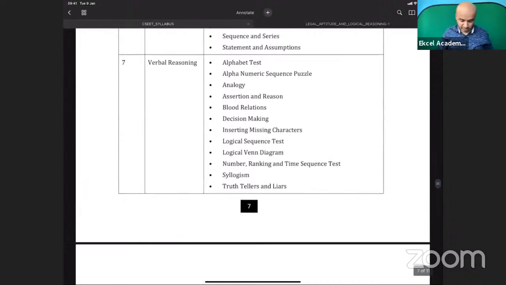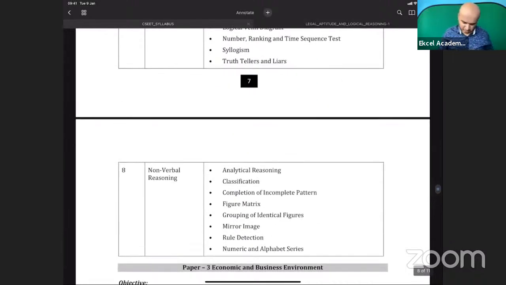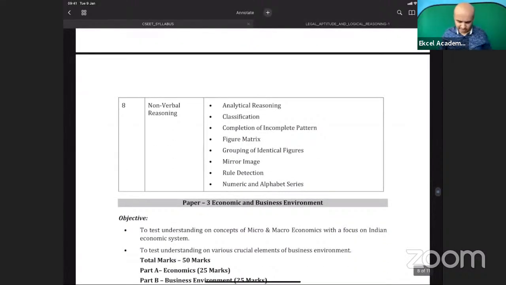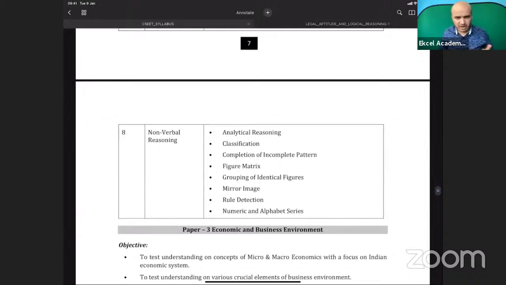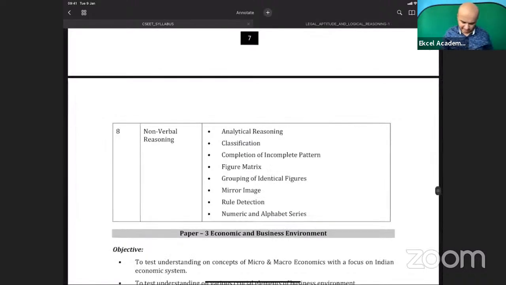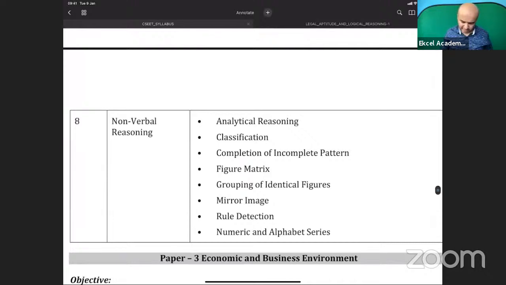about the verbal reasoning. Truth tellers and liars, again they won't be able to ask that. It's a descriptive type of question. Non-verbal reasoning, these are usually based on diagrams, like analytical reasoning. Again, it's a repetition. It was already there in logical reasoning. Once again, it is repeated, but with diagrams. Completion of incomplete pattern. This is a very interesting topic, and once you see that, you will get to know what exactly I'm talking about.